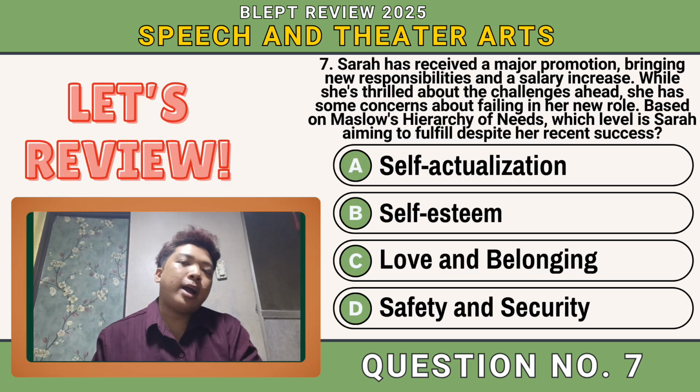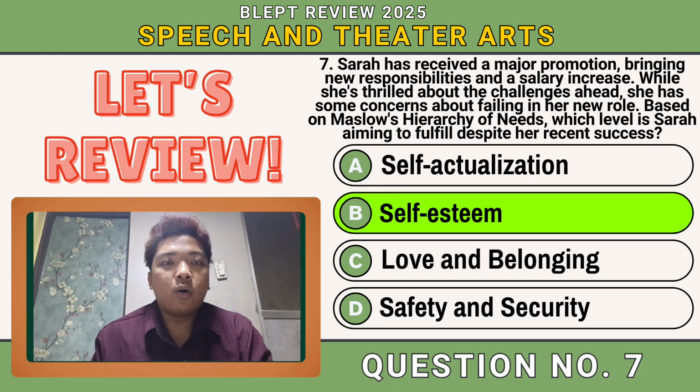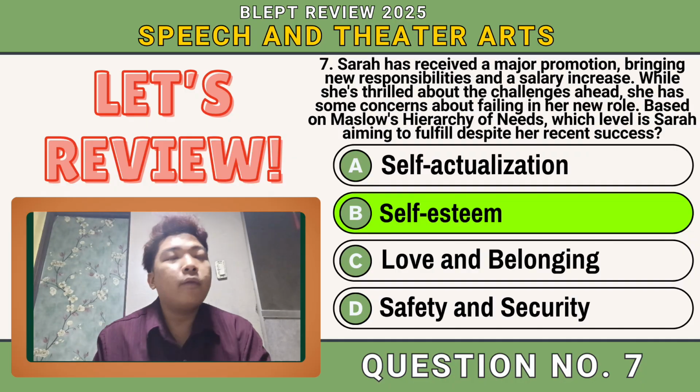Okay, time's up. The correct answer is B. Self-esteem. Maslow's hierarchy of needs suggests that individuals try to satisfy needs in a hierarchical order. Sarah's promotion addresses aspects that can contribute to self-esteem, such as recognition and achievement. However, her persistent insecurities and worries about her abilities indicate that her self-esteem needs, feeling competent, respected, and having self-confidence, are not yet fully satisfied, despite the external validation of the promotion.